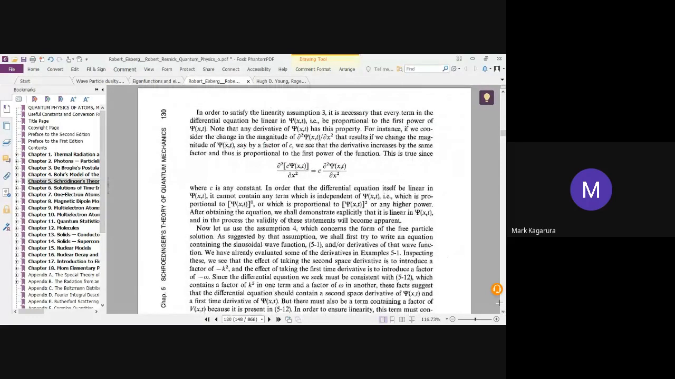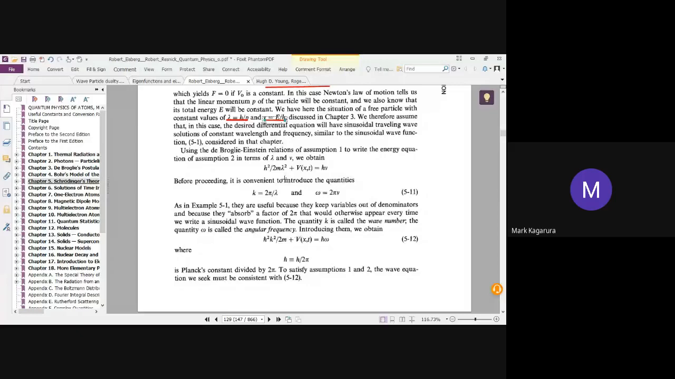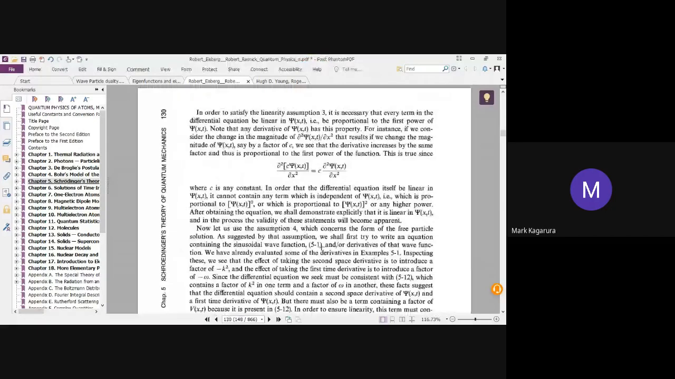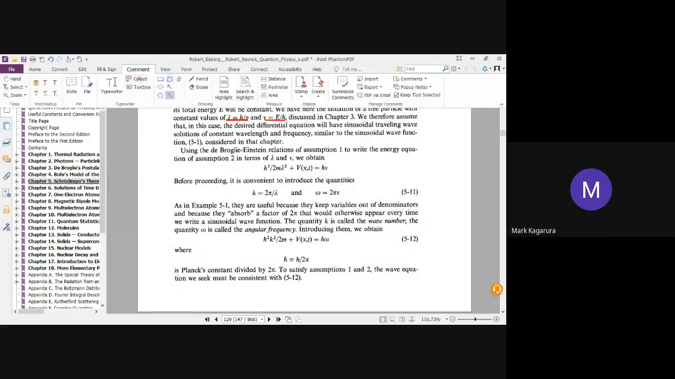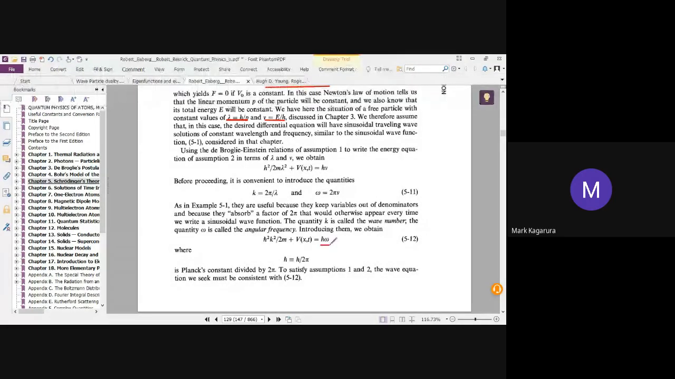So yeah, you have k in terms of lambda and omega, E in terms of omega. So that's E in terms of omega. We already looked at this. Then getting from lambda, that de Broglie relationship, to k.